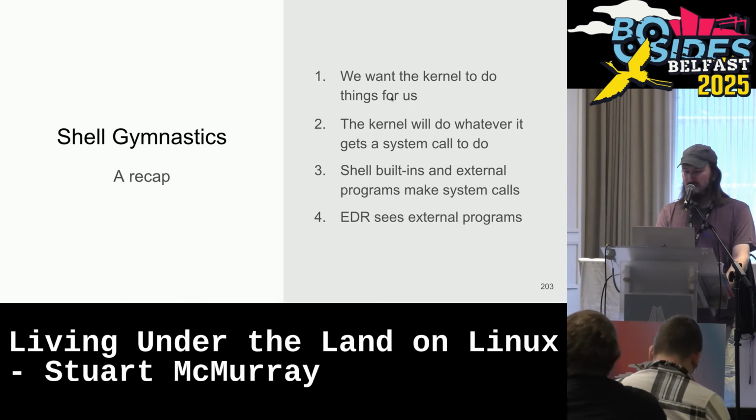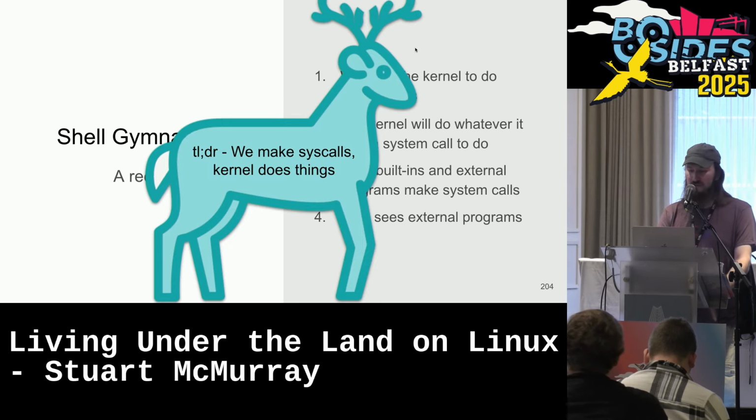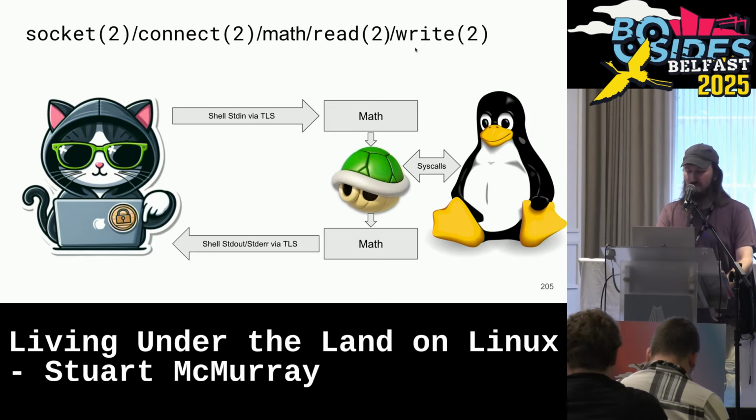Cool, so some shell gymnastics, quick recap. All we really wanted was the kernel to do things, and it will do whatever it gets a system call to do, and external programs just make more system calls. EDR sees those, so we make syscalls, kernel does things, don't make the wrong ones. Switch gears a bit, talk about networking.